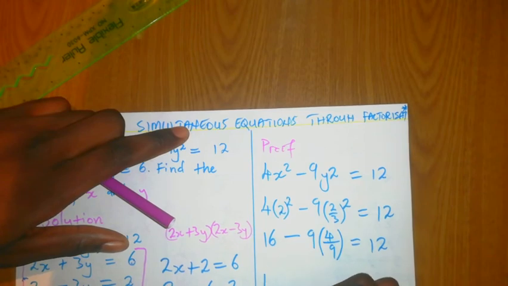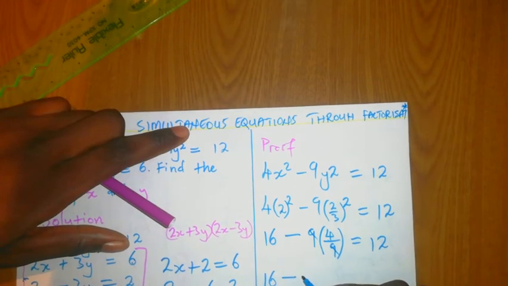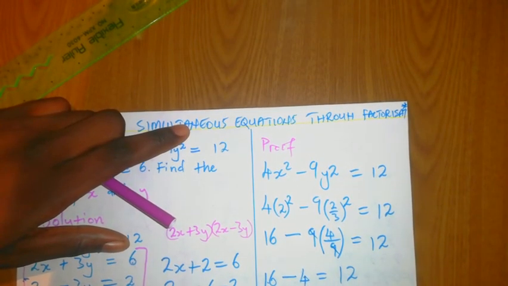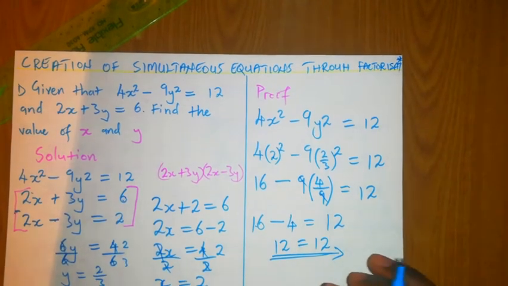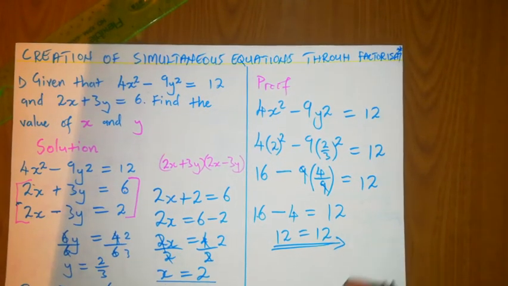Then next step, it's 16 minus 9 into 9, that's a 1. I'm left with a 4 is equal to 12. 16 minus 4, that's a 12 is equal to 12. So it's correct. It's 100% correct. That is the answer.